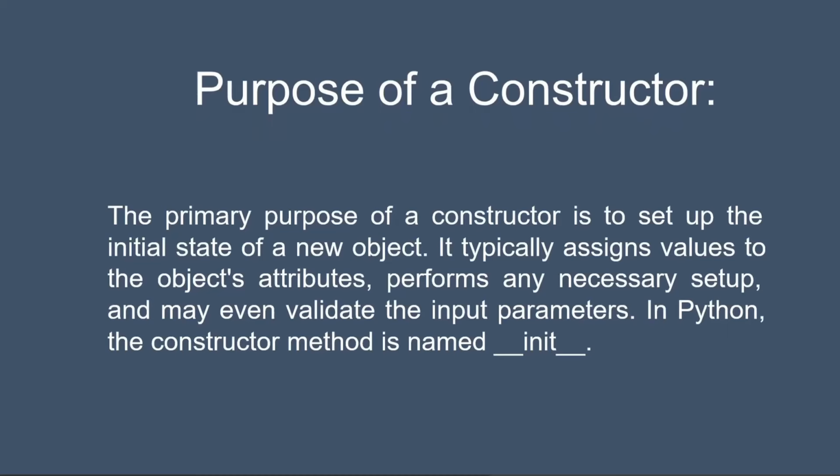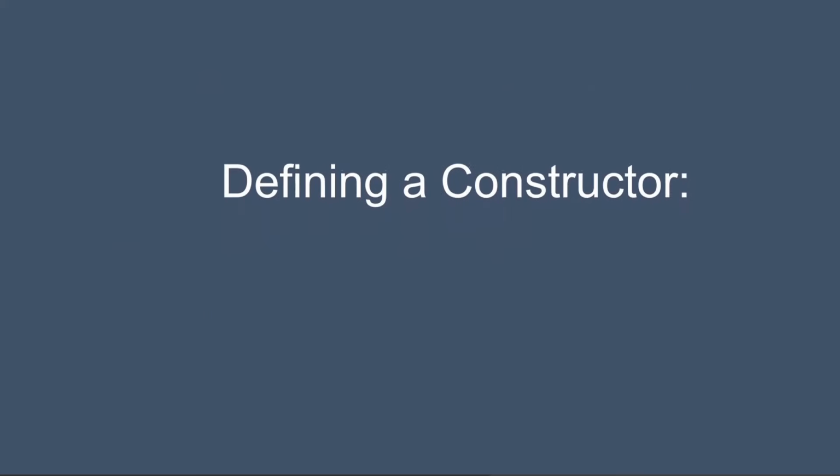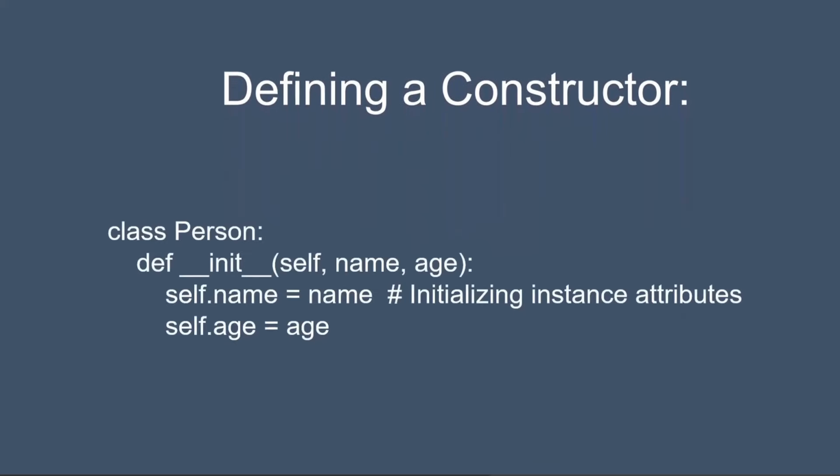Purpose of a constructor. The primary purpose of a constructor is to set up the initial state of a new object. It typically assigns values to the object's attributes, performs any necessary setup, and may even validate the input parameters. In Python, the constructor method is named __init__. Defining a constructor. You define a constructor within a class using the __init__ method. It is automatically called when a new instance of the class is created, and it usually accepts parameters that are used to initialize the object's state.